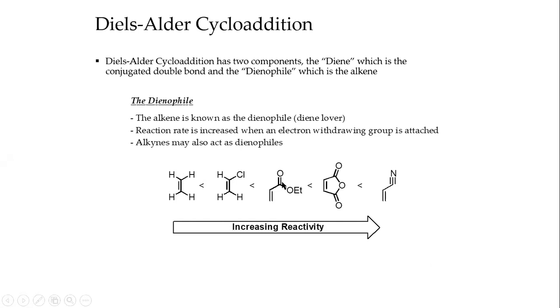It doesn't matter. That carbonyl group has a huge dipole going towards oxygen, so it's going to activate this carbon right here, the terminal carbon in the alkene, to accept a pair of electrons from your dienophile. I'm sorry, from your diene. And then maleic anhydride, which is here, is a highly reactive alkene, and it's a great dienophile for the Diels-Alder. And I said earlier, you can also use alkynes as dienophiles, right? They work just as well.